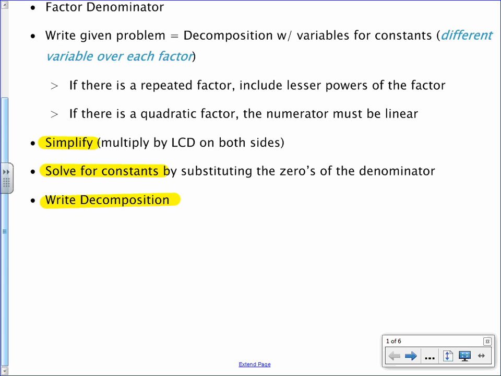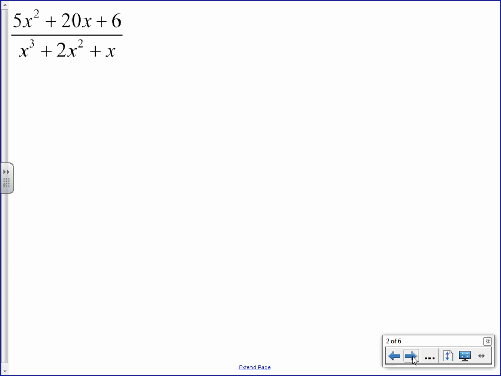Okay, so it looks like we have four examples, and then you'll have some work time. All right, are you ready? Yes. You guys all look so excited. Okay.